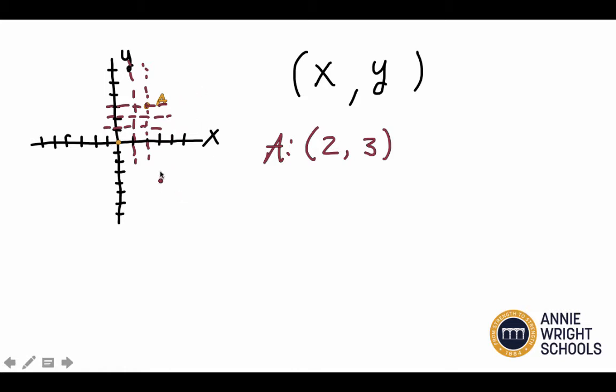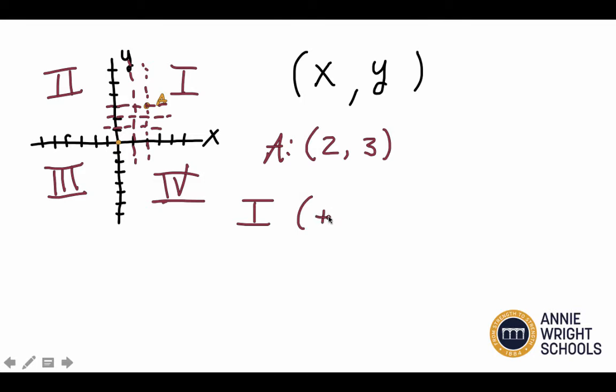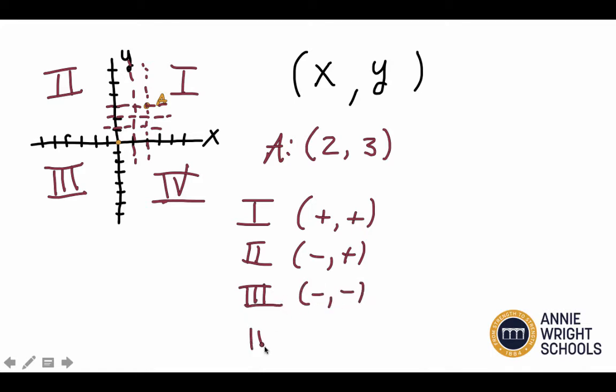It's also important to remember in the coordinate plane the quadrants. This is quadrant 1, this is quadrant 2, this is quadrant 3, and lastly, this is quadrant 4. It's one of the few areas where you'll use Roman numerals, but you don't have to. In quadrant 1, both x and y are positive numbers. In quadrant 2, x is negative, but y is positive. In quadrant 3, x is negative and y is negative. And lastly, in quadrant 4, x is positive and y is negative.